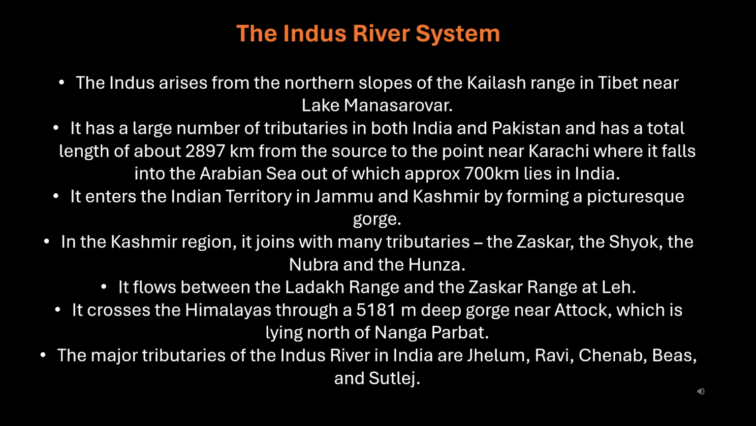It enters the Indian territory in Jammu and Kashmir by forming a picturesque gorge. In the Kashmir region, it joins with many tributaries: the Zaskar, the Shyok, the Nubra and the Hunza. It flows between the Ladakh range and the Zaskar range at Leh. It crosses the Himalayas through a 5,181 meters deep gorge near Attock, which is lying north of Nanga Parbat. The major tributaries of the Indus River in India are Jhelum, Ravi, Chenab, Beas, and Sutlej.